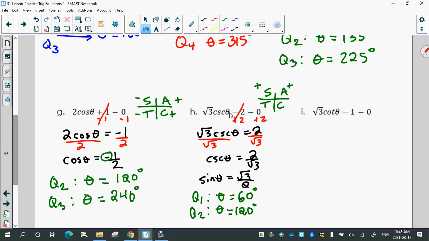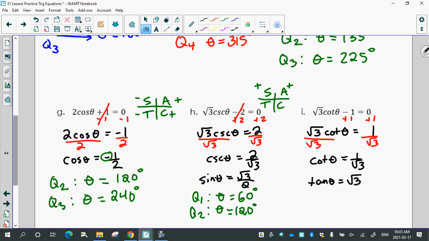Okay, I is similar. We first get cotangent theta by itself, so add 1 to both sides. Divide by √3. So cotangent theta is 1/√3, but we want to use the CAST rule, so we're going to change cotangent to tan. So we're going to do tan theta is √3/1, or just √3. So then we're going to use CAST. And we want to know where tan is positive, so quadrant 1 and quadrant 3. So we should get an answer for quadrant 1 and an answer for quadrant 3.